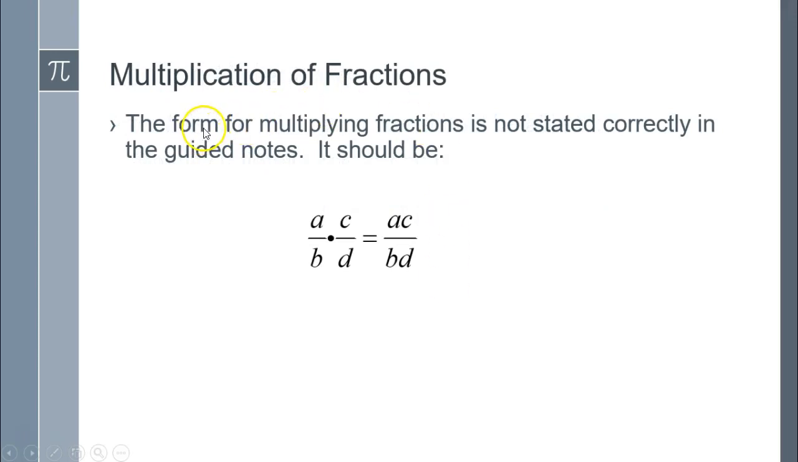So on your guided notes, this is not stated correctly. In the video here it is. When you multiply fractions, if you do A over B times C over D, you just multiply the tops together and then you multiply the bottoms together. That's not quite what it says in the guided notes, so please correct that so it looks like this, because that will be fundamental to what we do here.